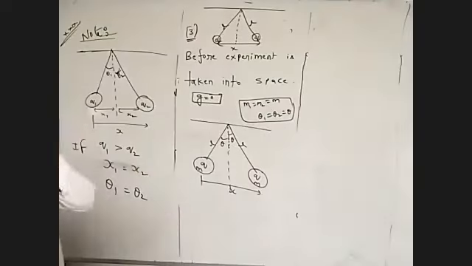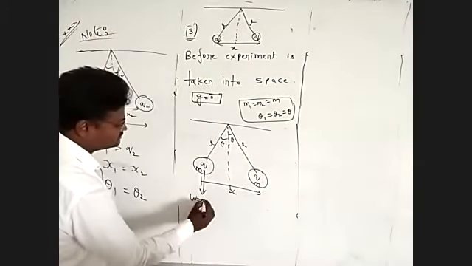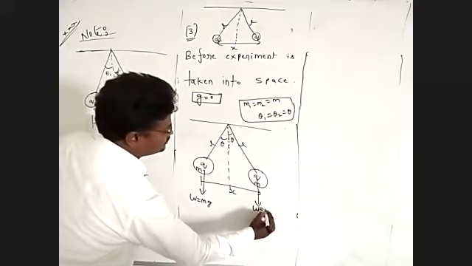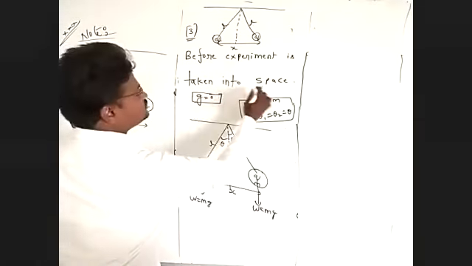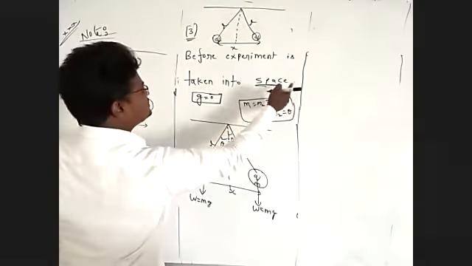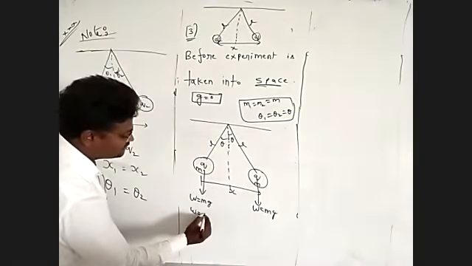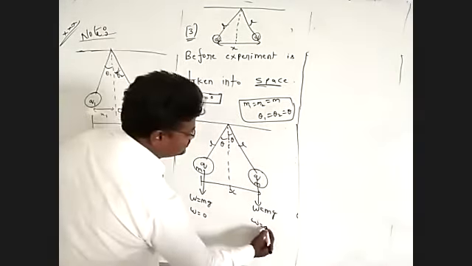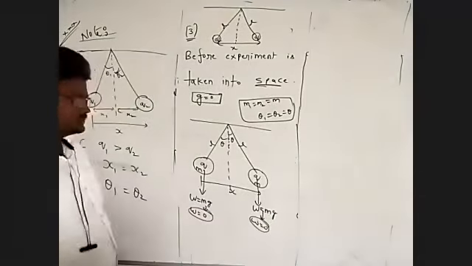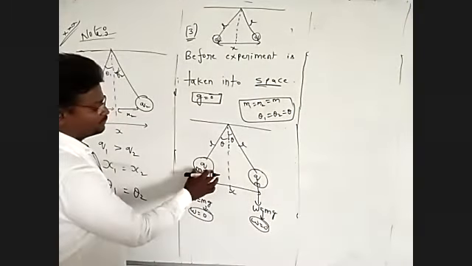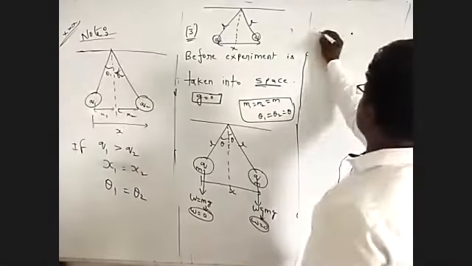Now, I'm going to explain the next, third case. Now, this weight W is equal to mg. This experiment is taken into free space. What is the gravity? That is 0. So W is equal to 0, weight is also 0. Now, what will happen? Gravity is 0, so this bob moves in the upward direction. This bob also moves upward. This is a fixed point.